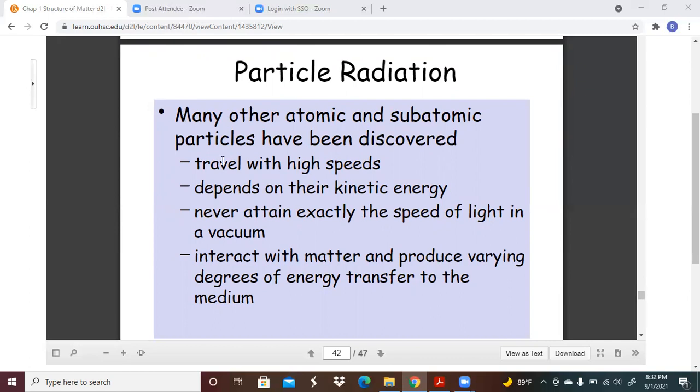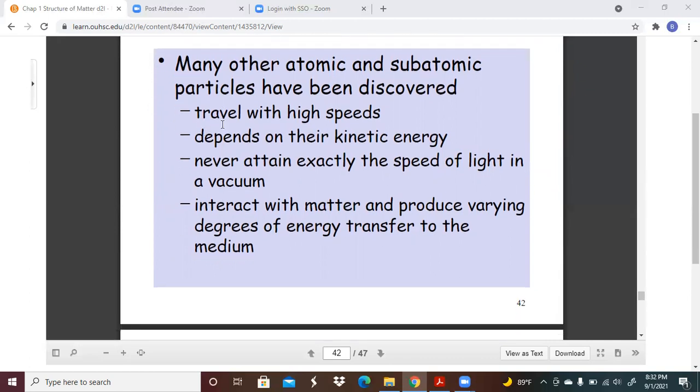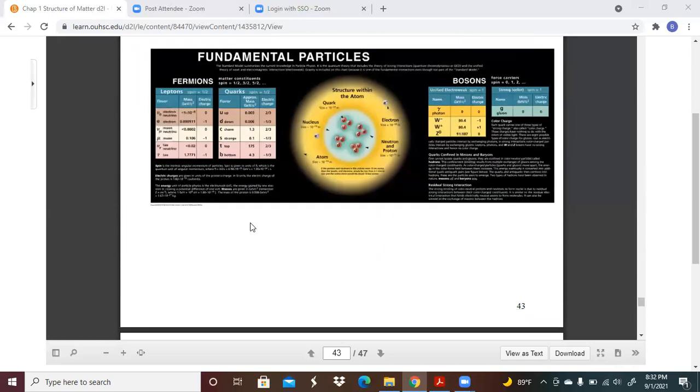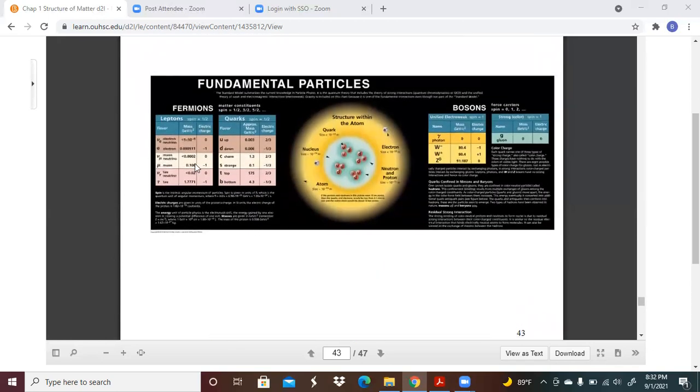Many other atomic and subatomic particles have been discovered. They travel with high speeds, depending on their kinetic energy. They never attain exactly the speed of light in a vacuum. And they interact with matter and produce varying degrees of energy transfer to the medium. So you can see more of a description regarding fermions, bosons, all of the kinds of description of subatomic matter.